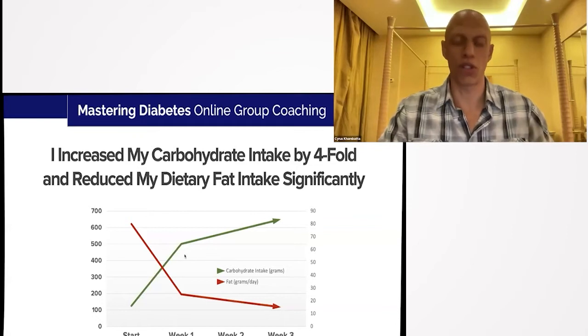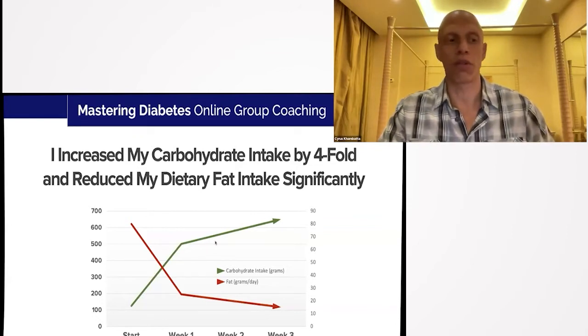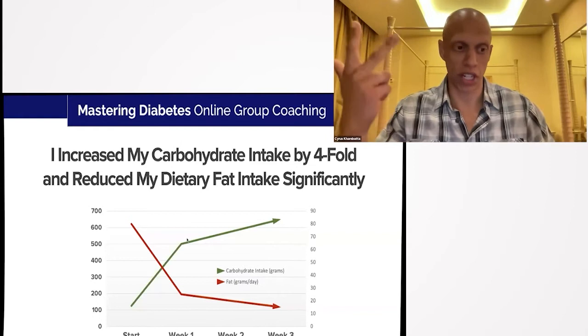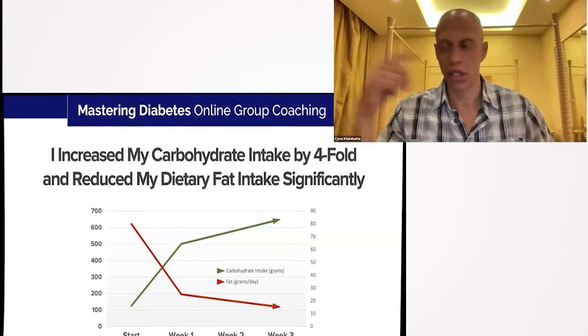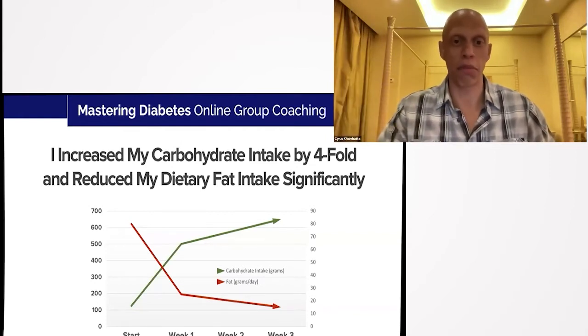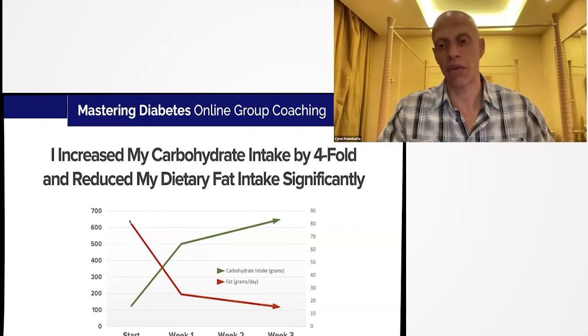But simultaneously, as I was doing that by eating more carbohydrate-rich foods, I was also substituting those foods for foods that were fat-rich, like red meat, white meat, chicken, fish, olive oil, peanut butter, eggs, bacon, and beyond. And as a result, my fat intake went from about 80, 85 grams per day. Within the first week, I was down to about 30 grams per day. And by the time I hit week 3, I was somewhere between 10 and 20 grams per day.